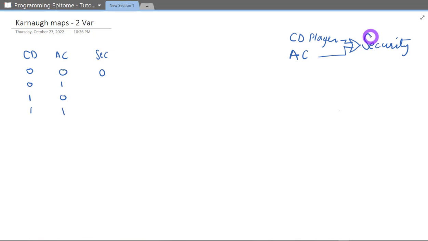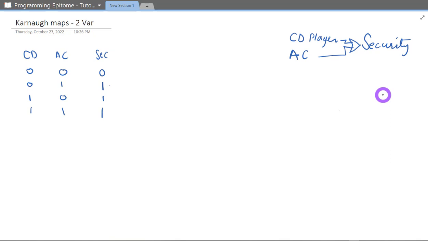Alright, so when the CD player is off but the AC is on, we have the condition that if either one of them or both of them is on, the security system will turn on. So we'll write 1 here because the security system will be switched on in this case. Again, if the CD player is turned on but the AC is off, the security system will still work. And if both of them are turned on, the security system will switch on. So this is the truth table for this system.